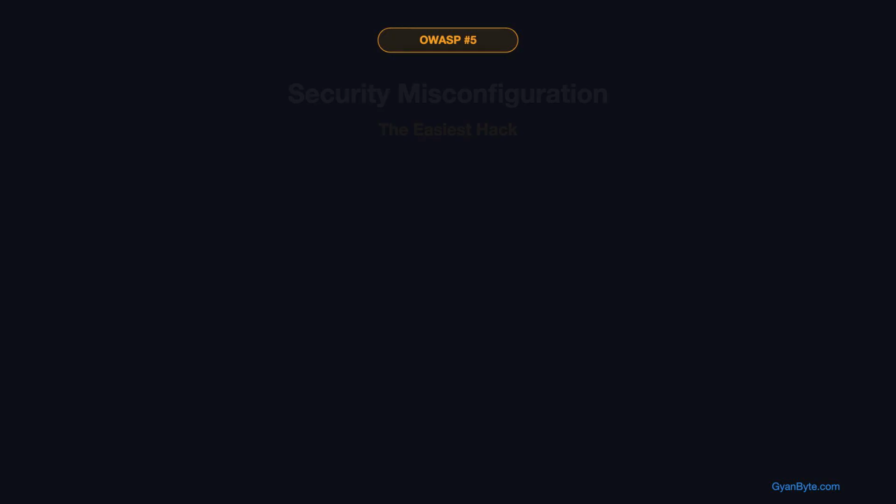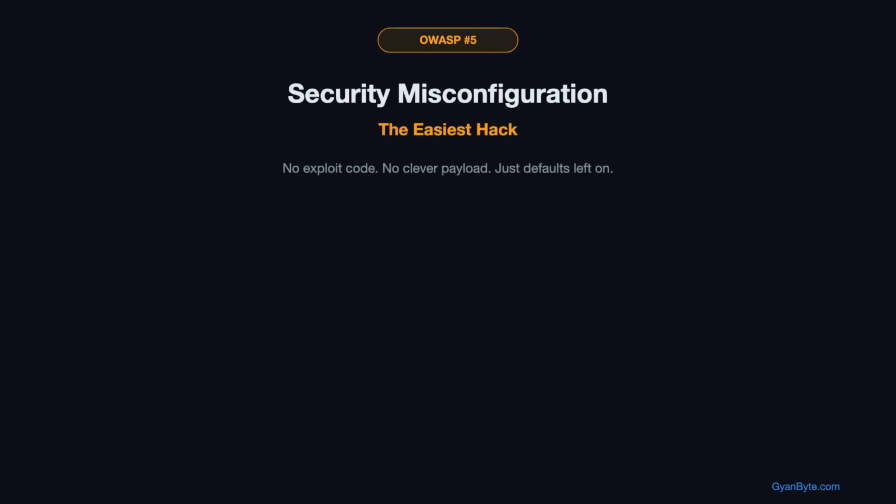Security misconfiguration, the easiest hack on this list. No exploit code, no clever payload, just a server that shipped with the defaults still on. OWASP ranks it number 5, but in terms of how often it gets exploited, it's arguably number 1.